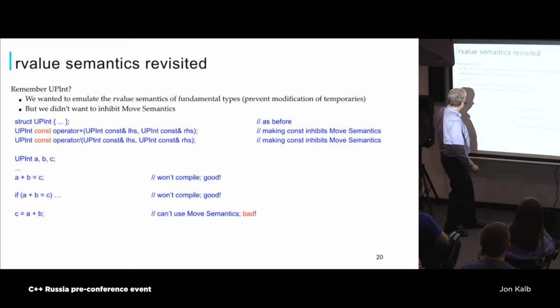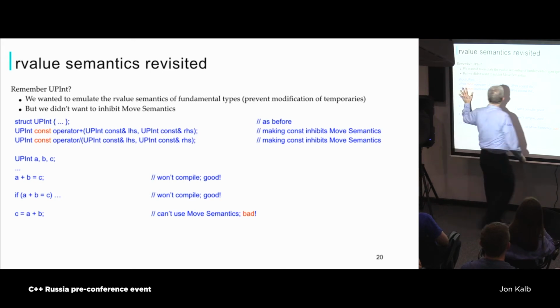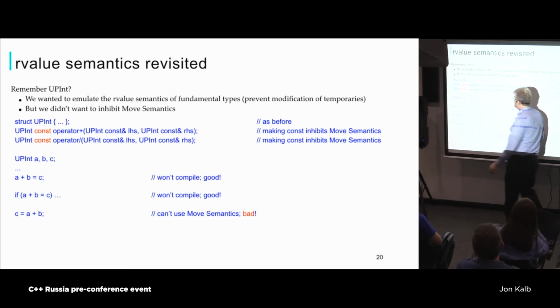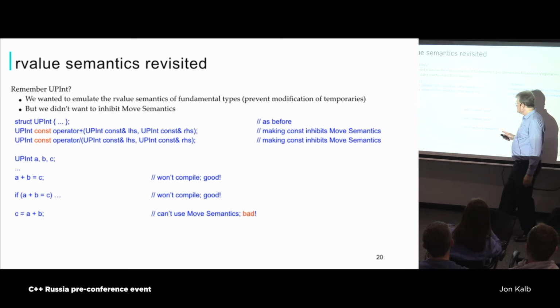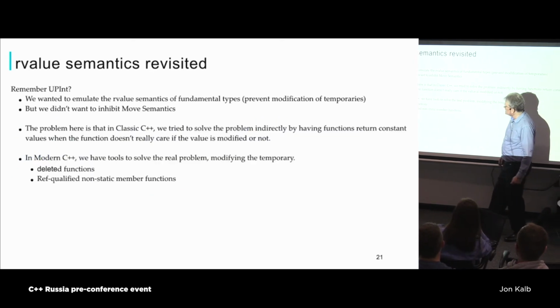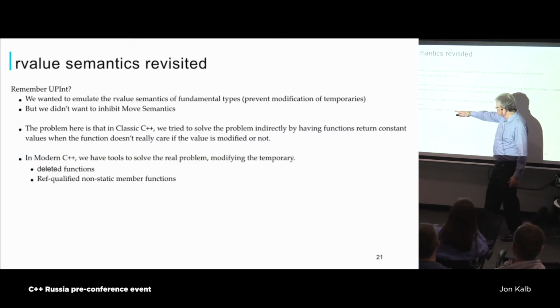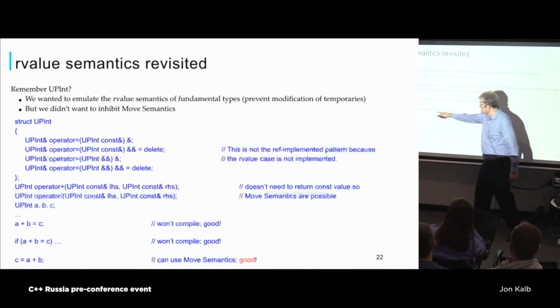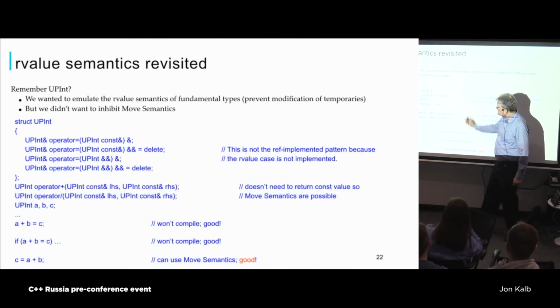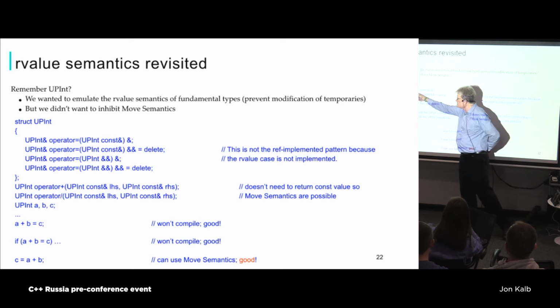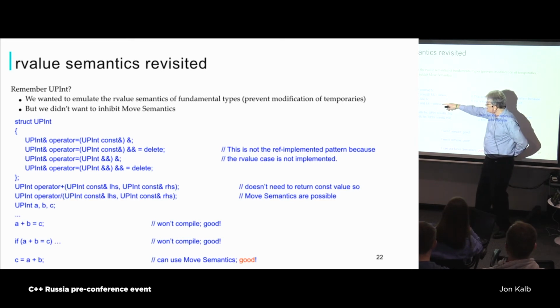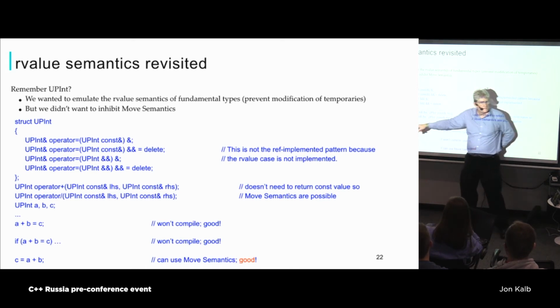So this is what Scott had said. We said we make them just return const, but we don't like that because we can't use move semantics. So that makes that not good. So instead, what we're going to do is combine deleted functions and the ref qualified functions, and we're going to say, look, in the case of assignment, either a copy assignment or a move assignment, let's not do the one where we're assigning to the temporary. Does that make sense?